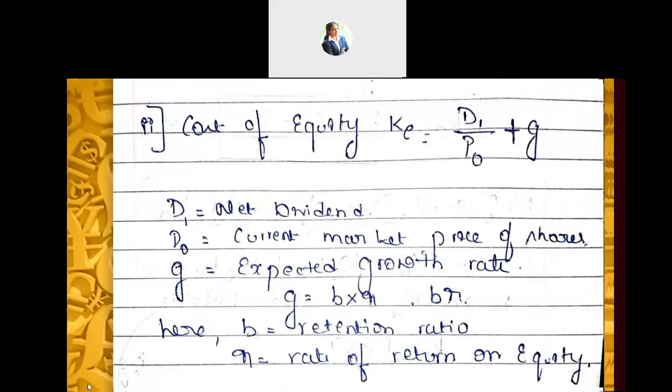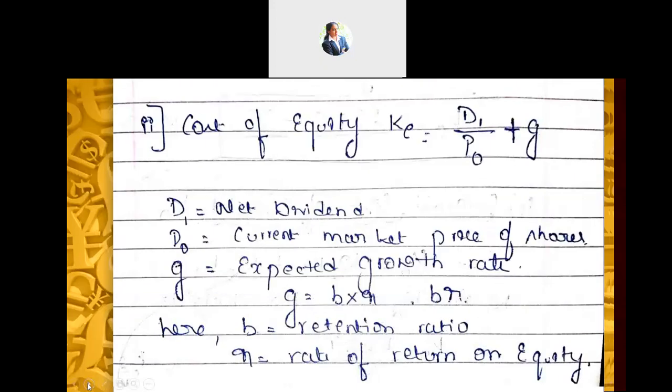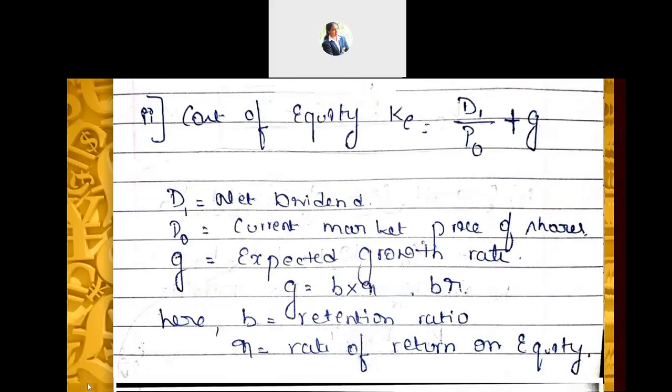And we also discussed the notations that we would be using when we solve the equations, wherein S would be regarded as the total market value of the equity, B would be regarded as the total market value of the debt, I represents the interest payment that has been made, and V represents the total market value of the firm. And the cost of debt is represented by Ki or Kd, and the cost of equity would be represented by Ke.